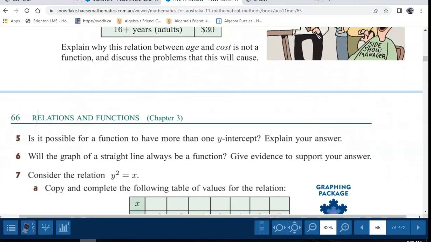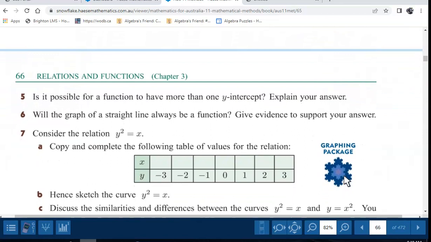I did like this question. Is it possible for a function to have more than one y-intercept? Why? The answer was no. Why not? Right, we just said before there's only one y value for one x value. So if you've got 2 y-intercepts, it means you've got 2 different y values for when x is 0. Yeah? That's what you're trying to say. Well done.